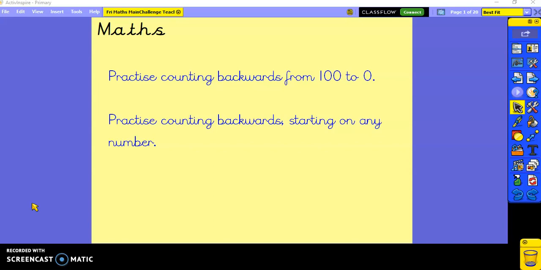Right, now you've practiced counting all the way from 100 to 0. This time, can you practice counting backwards starting on any number? So you might want to ask somebody at home to give you a number to start on. You might think of a number yourself, or I'm going to give out 3 numbers for you to start on as well. Now you might have somebody at home who could tell you a number to stop at. So maybe start at 25, but stop at 16. It is up to you.